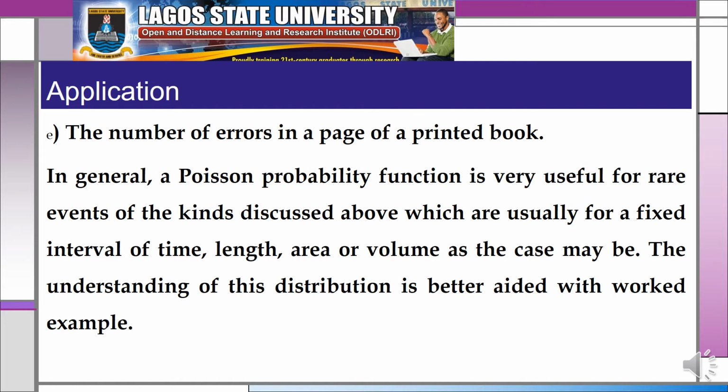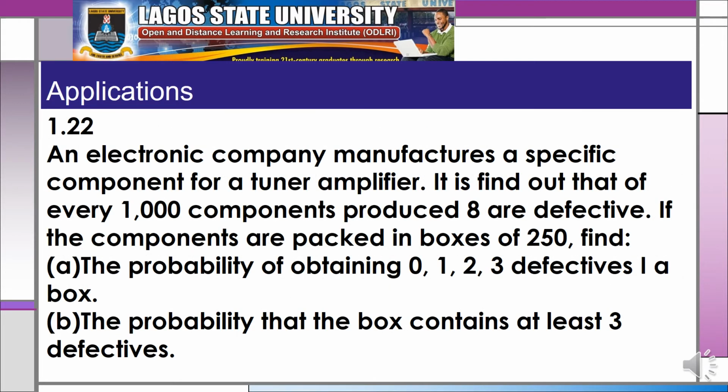The understanding of this distribution is better aided with a worked example. An electronic company manufactures specific components for a tuner amplifier. It is found that out of every 1,000 components produced, 8 are defective. If the components are packed in boxes of 250, find 1. The probability of obtaining 0, 1, 2, 3 defectives in a box. 2. The probability that the box contains at least 3 defectives.